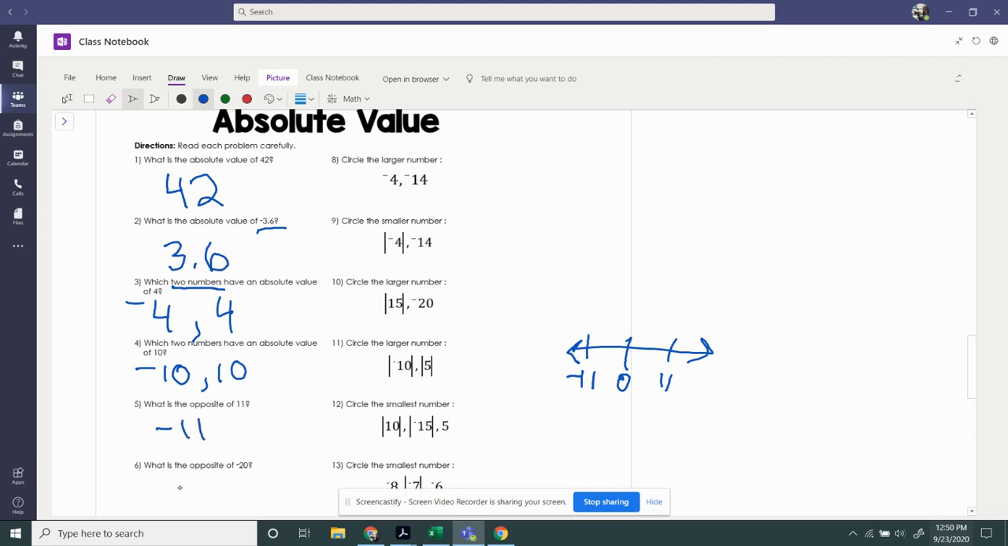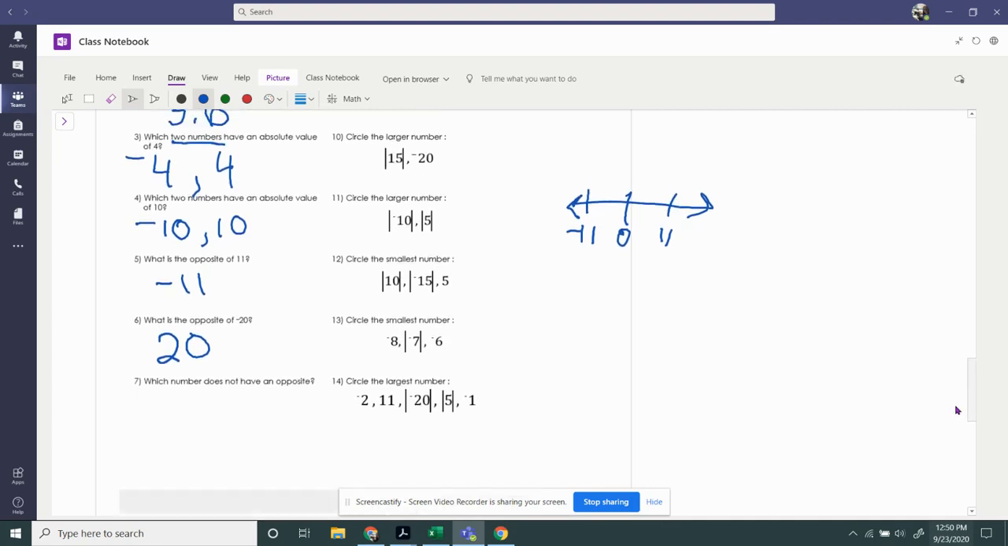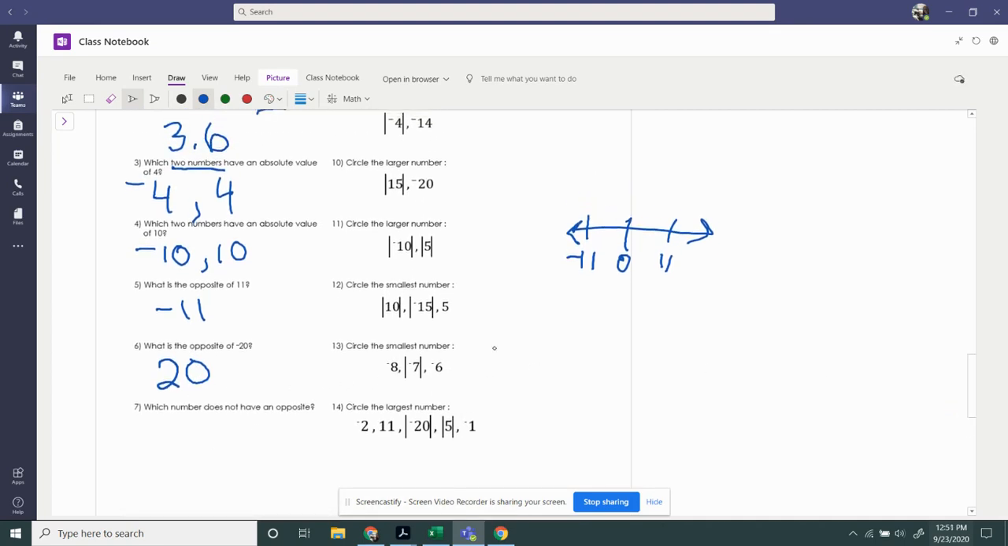Now, what is the opposite of -20? Similar to the problem above, it would be positive 20. Which number does not have an opposite? Well, let's take a look at the number line over here. The number that does not have an opposite is 0.